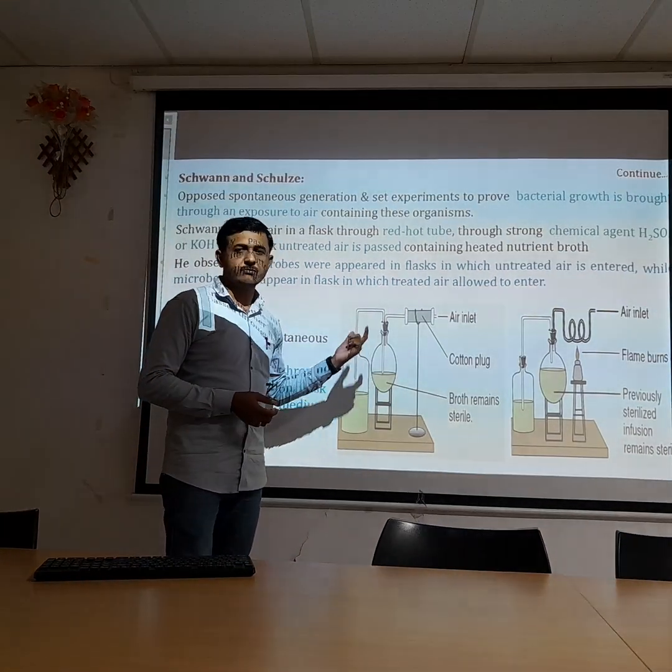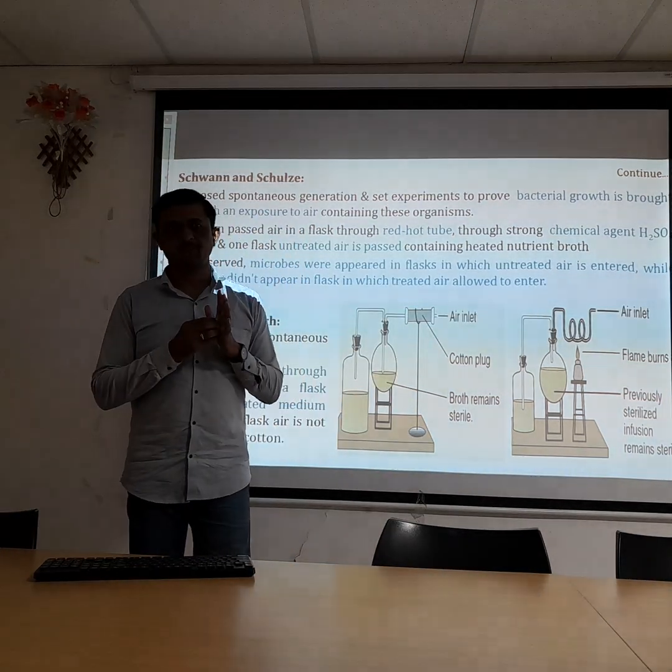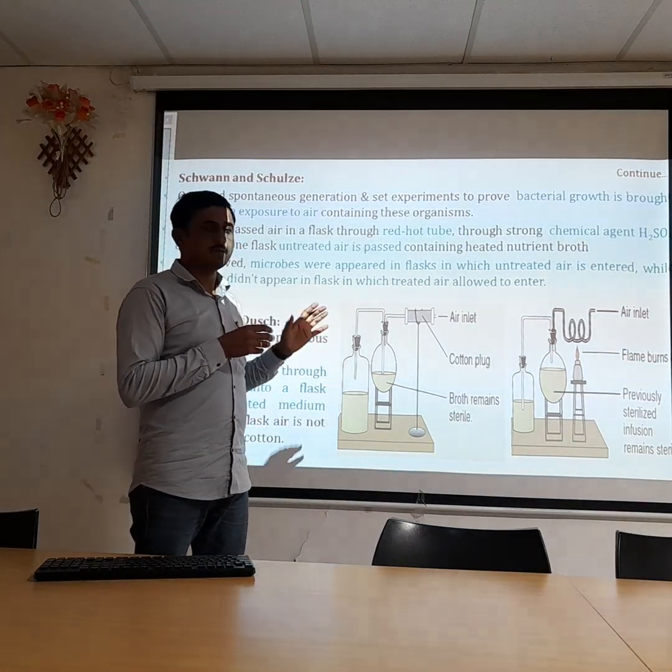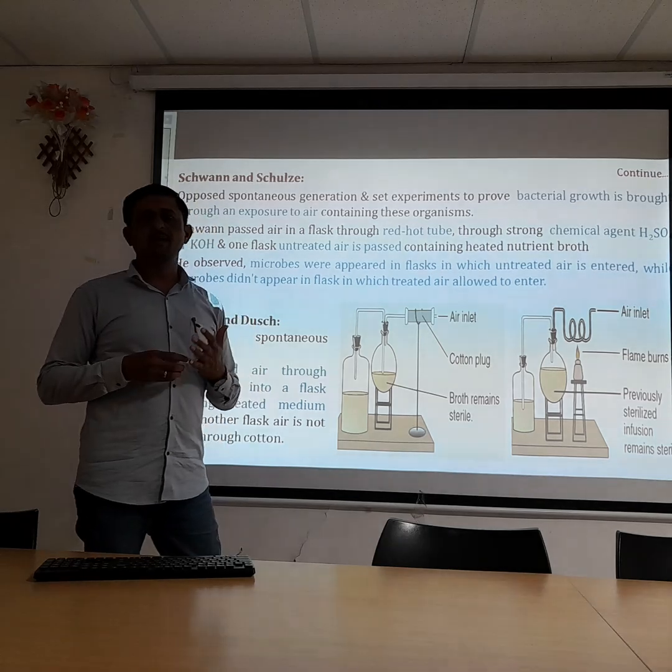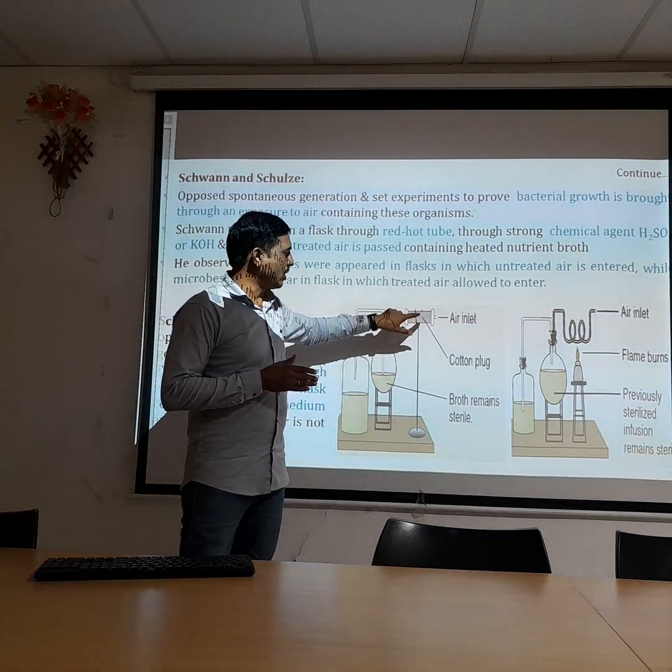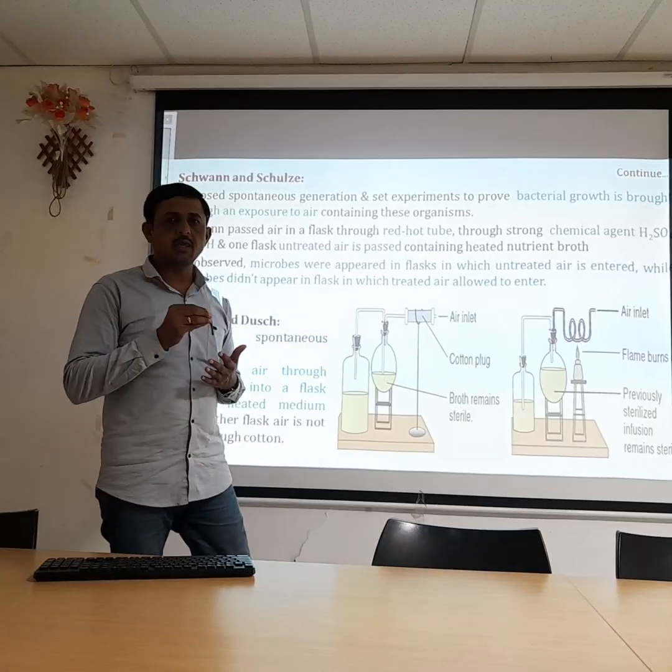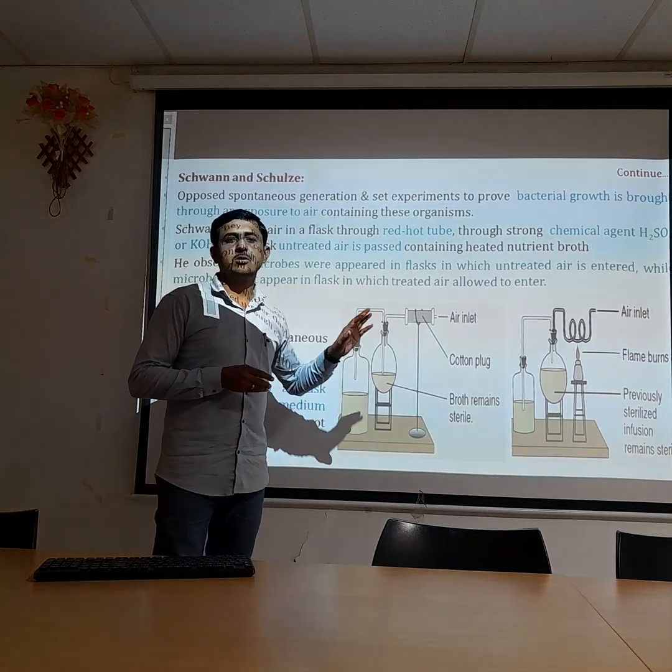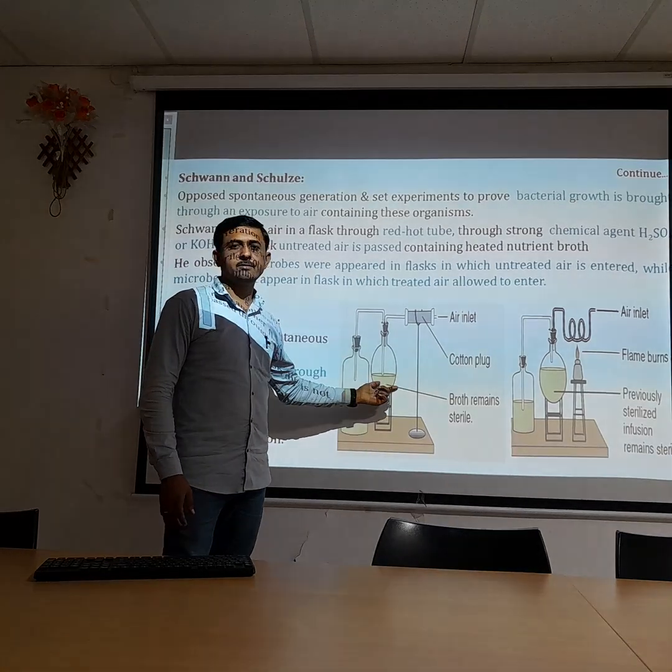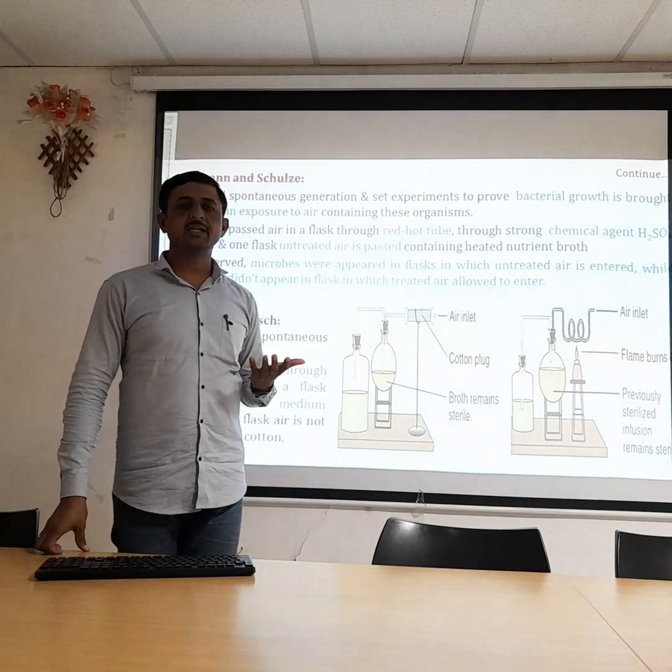In that, similar broth was taken in a conical flask, and the air was passed through a sterile cotton. So what happens is, as air enters the flask through that cotton, the suspended particles including microorganisms get trapped in the cotton, and air free from all kinds of microorganisms enters the flask. He observed that no growth of any kind of microbes occurred in that flask, and that flask remained sterile, without any type of microbial growth.